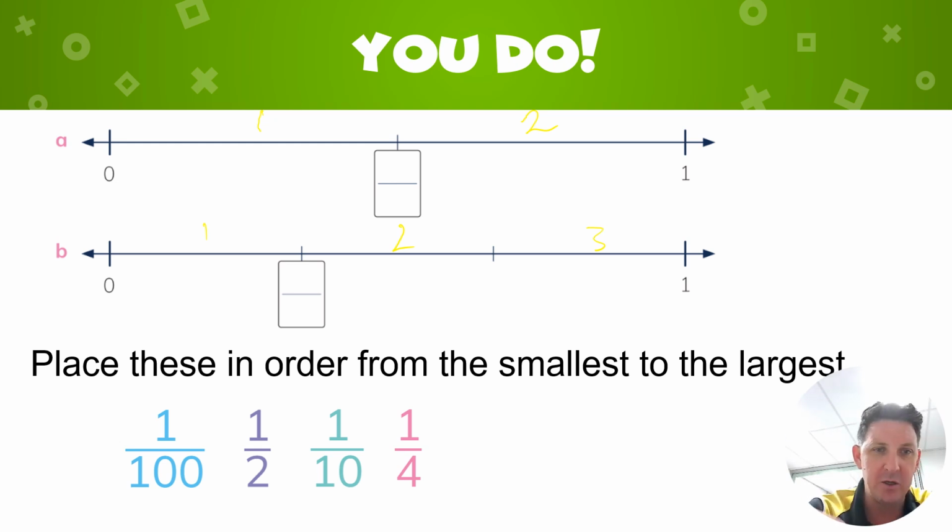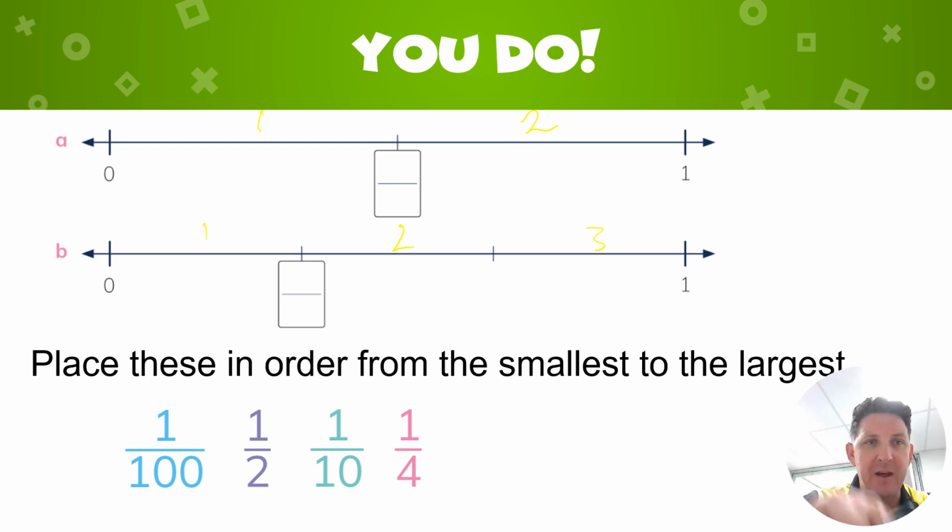Now, the last part I want you to do, without having to use a number line, is to put these 4 fractions in order from smallest to largest, remembering the larger the denominator, the smaller the fraction, because we remember we're going to cut it up into smaller pieces. All right, have a go at this page. I'll come back and go through, see how you went. Stop the video now.